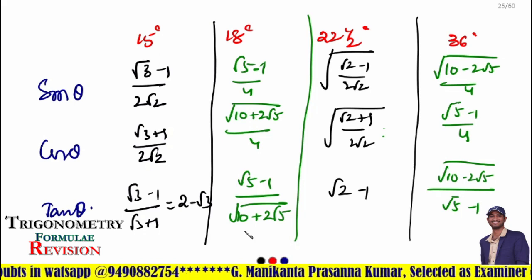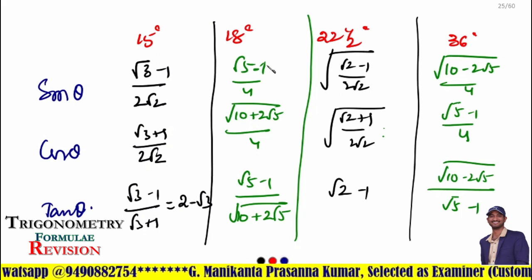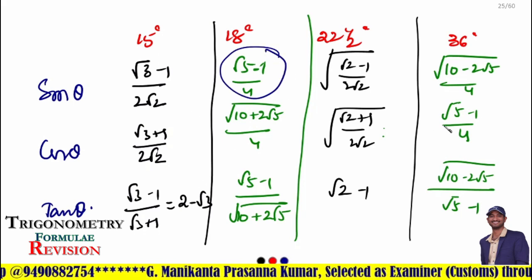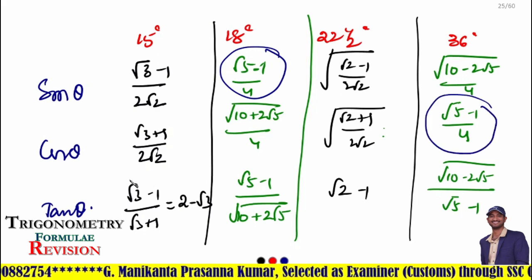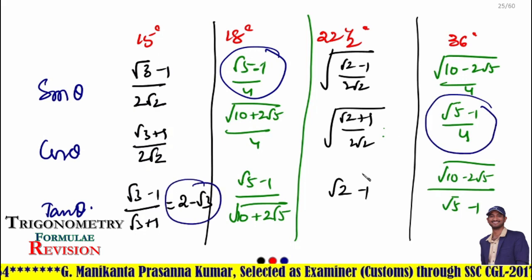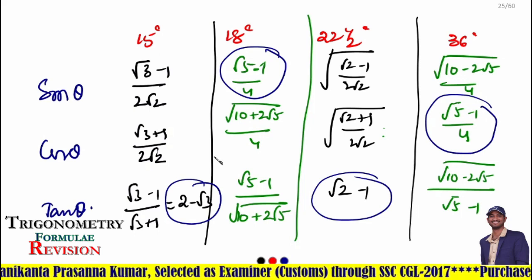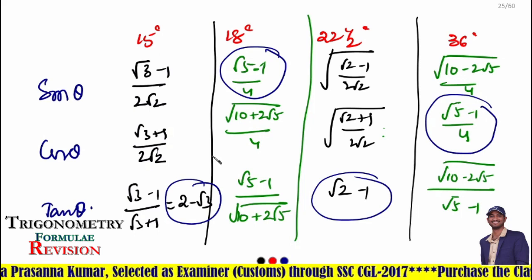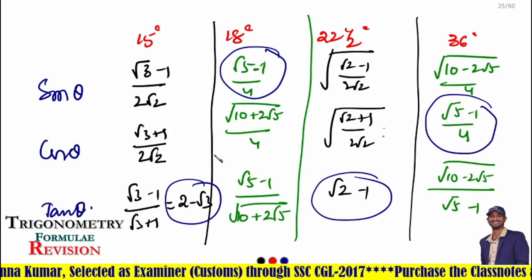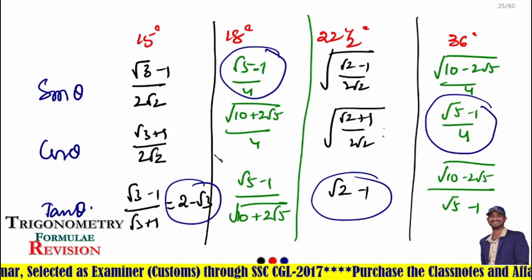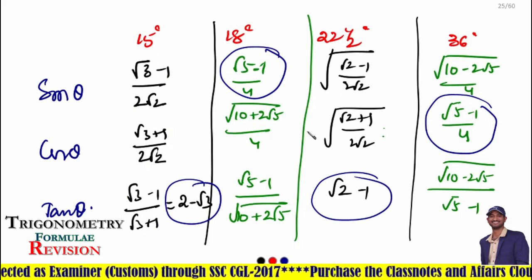Out of these formulas, some are very important. One is sin 18, another is cos 36, another is tan 15 and tan 22.5. These four are most important for your exam. If you don't want to remember all the formulas, please remember these four values. That's it.